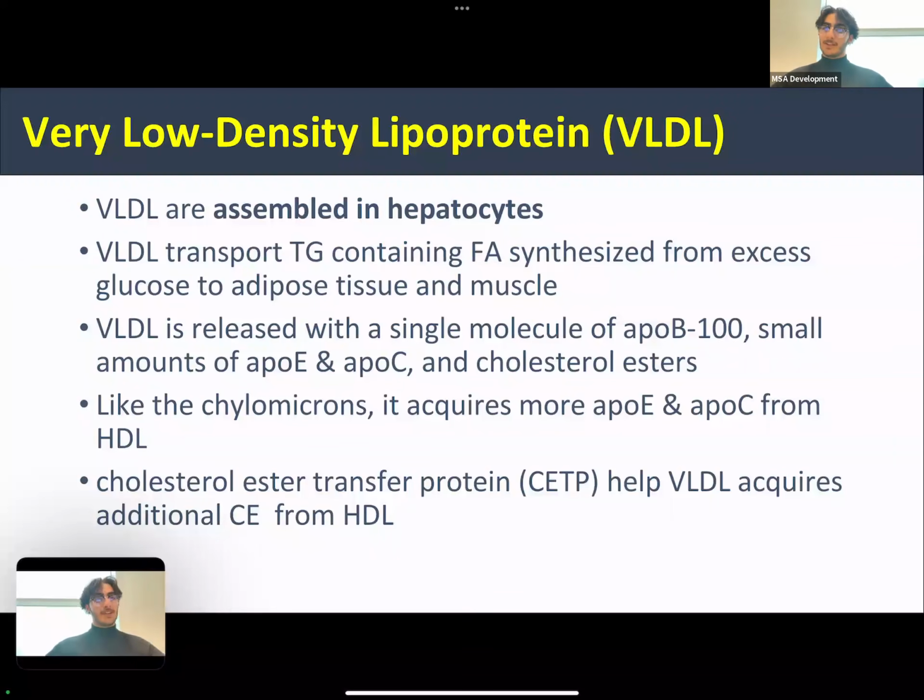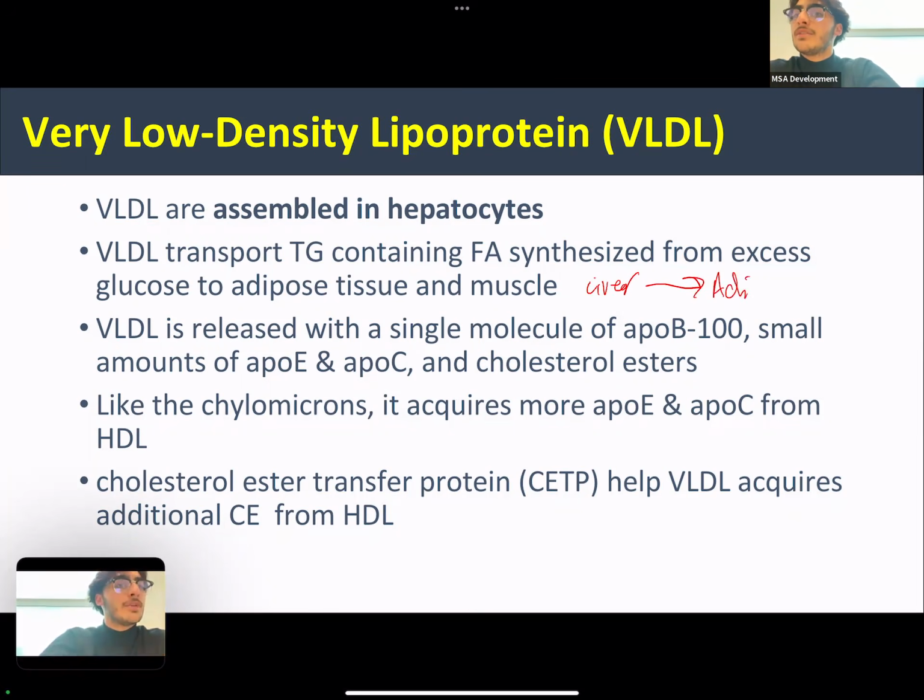Now let's talk about VLDLs. As I mentioned, VLDLs are assembled in hepatocytes, so they are synthesized de novo. VLDLs transport triglycerides containing fatty acids synthesized from excess glucose to adipose tissue and muscle. Okay, so we get liver to adipose and muscle, of course. And this is the function of VLDLs.